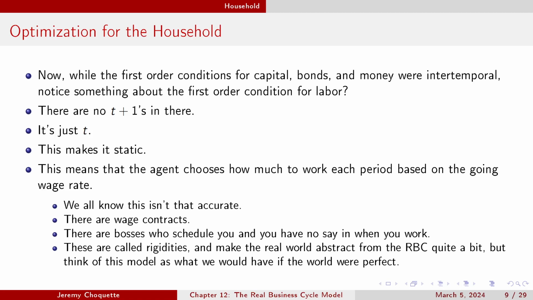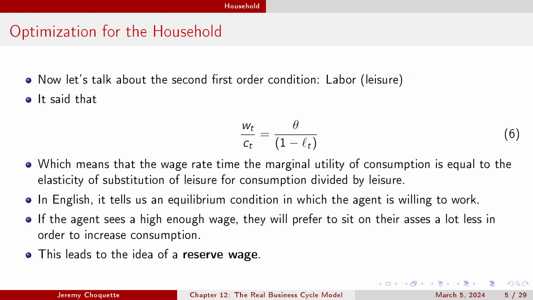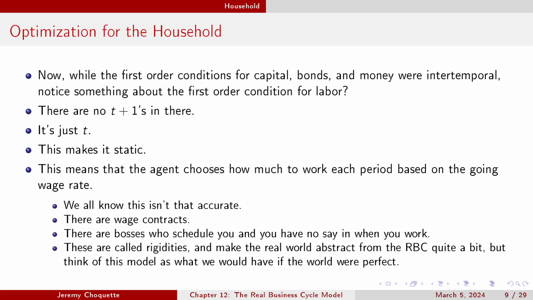Here's the interesting thing. I said this in the last lecture. There are no t plus 1s here. It's just t. So equation 6: W_t, C_t, L_t. Those are the only time varying variables here. Wages, consumption, and labor. There is no t plus 1 in there. So this is a static equation. This is not an Euler equation. It's telling me that the agent chooses how much to work each period based on the going wage rate.